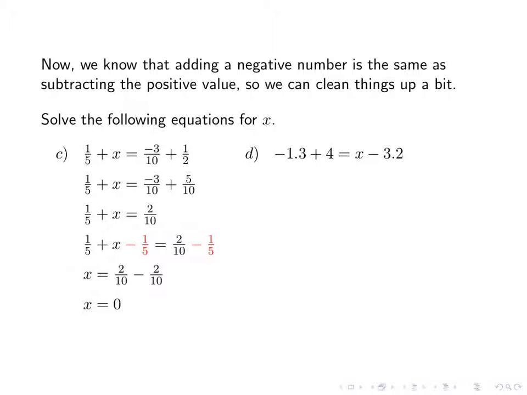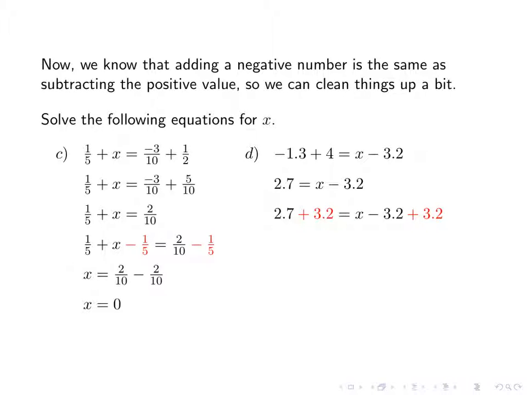And then lastly, part D. Negative 1.3 plus 4 equals x minus 3.2. So again, before you start adding numbers to both sides, subtracting numbers from both sides, simplify everything you can on each side individually first. So negative 1.3 plus 4 is 2.7. So we have 2.7 equals x minus 3.2.